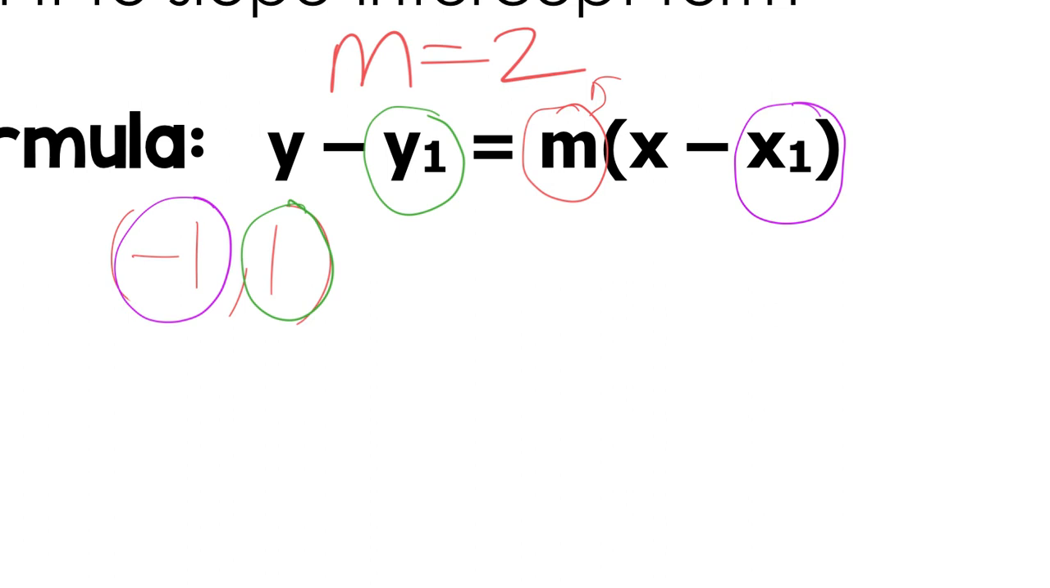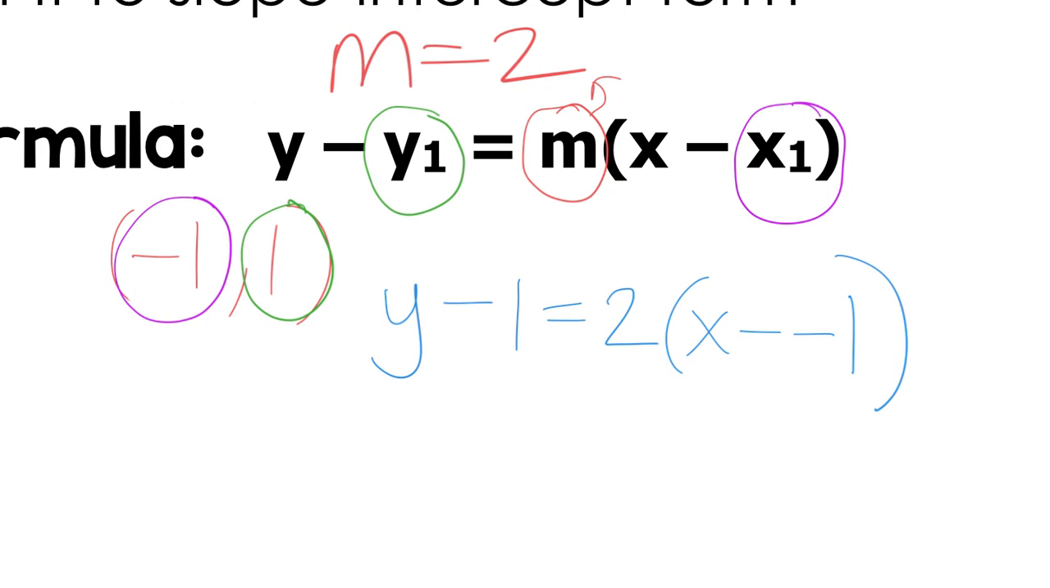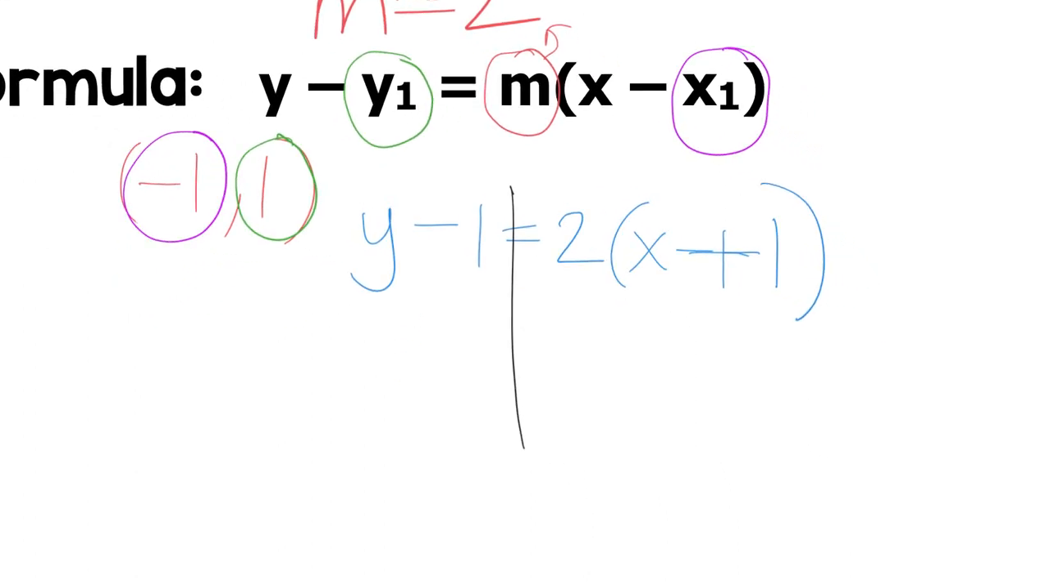So here's what the setup would look like. It would be y minus 1. So again, I just put that 1 right here next to the y, equals our slope, which is 2, times x minus -1. Now, since we have this double negative here, so again, this -1 just came from our x value, I'm going to change that to a plus. And then what you can do now is simplify this equation, and we can turn this into slope-intercept. So you could distribute the 2 here. That would be 2x plus 2.